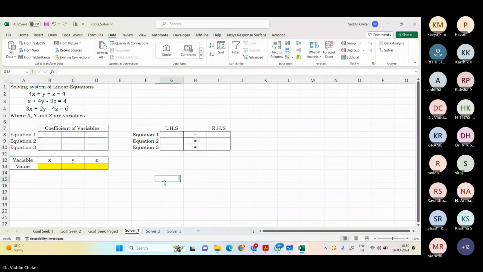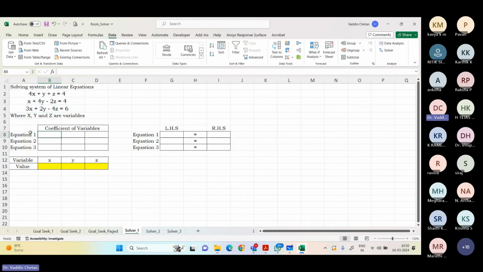Yeah. So for solving this, hardly it takes 2 to 3 minutes maximum, right? Here, the first equation which I have posed is 4x plus y plus z equal to 4, x plus 4y minus 2z equal to 4, and 3x plus 2y minus 4z equal to 6, right?